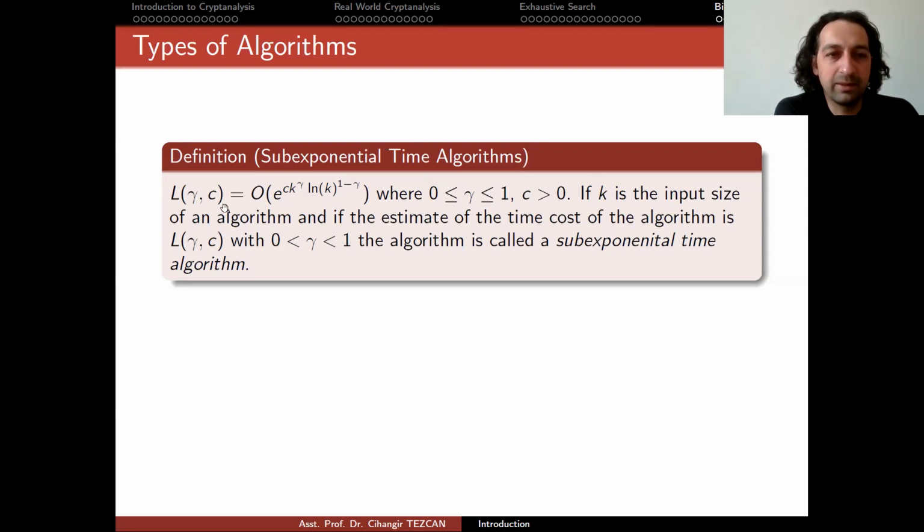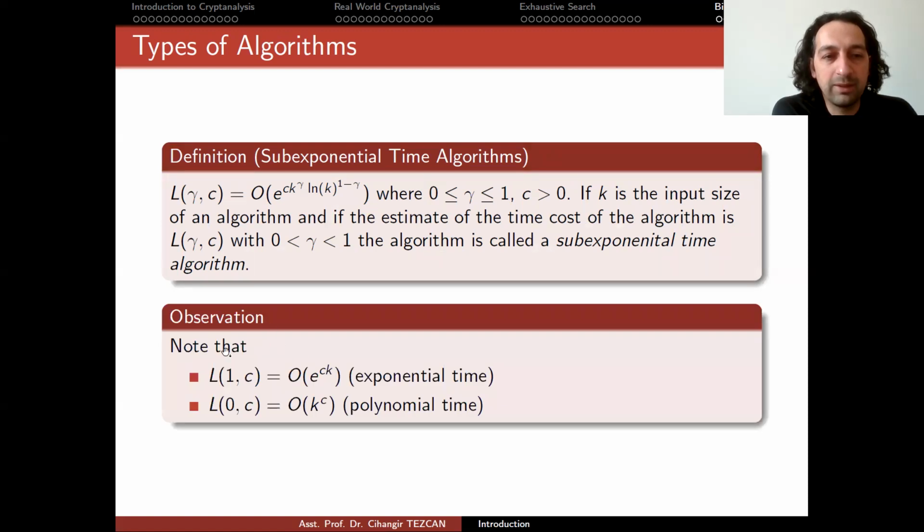And c is a constant, so it can be anything larger than 0, but gamma is something between 0 and 1, and I will explain why this is the case. If k is the input size of an algorithm, and if the estimate of the time cost of the algorithm is L gamma c, with gamma between 0 and 1, the algorithm is called a sub-exponential time algorithm. So the value of gamma here represents how fast this sub-exponential time algorithm is.